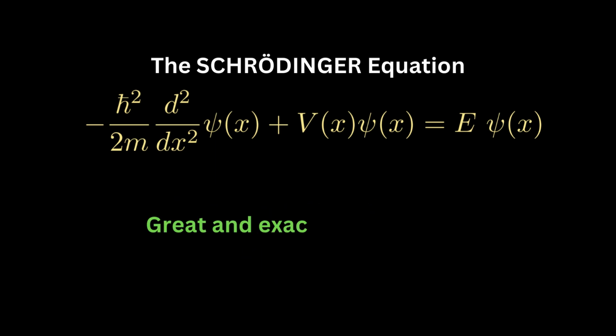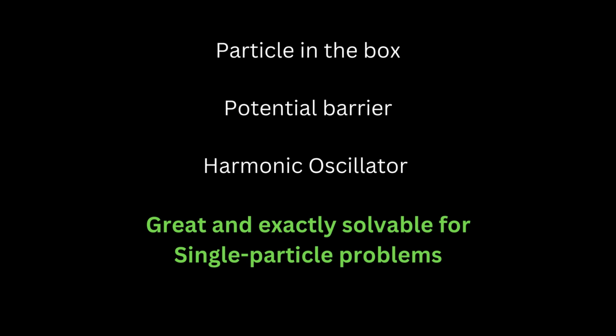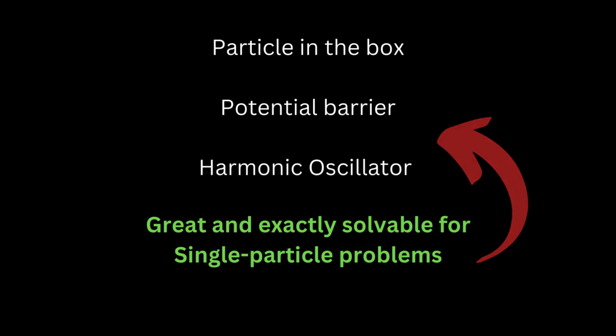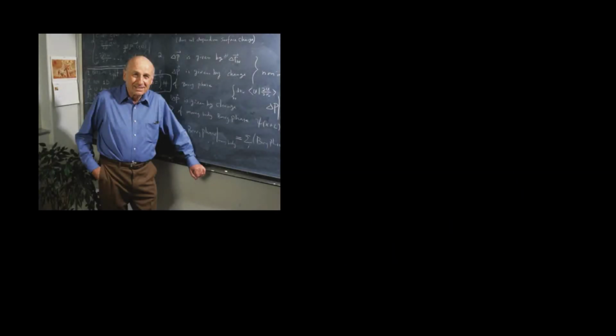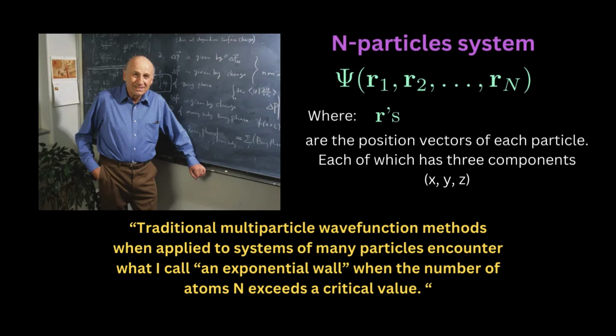Of course, if you've already taken a course in quantum mechanics, you must have encountered simple problems like the particle in a box, the potential barrier, and the harmonic oscillator. These are all single-particle problems. The Schrödinger equation is a jewel of quantum mechanics. Yet, its practical application encounters a formidable barrier, known as the exponential wall, as the great physicist Walter Kohn once described it. Let's see why this wall is so high and even exponential.